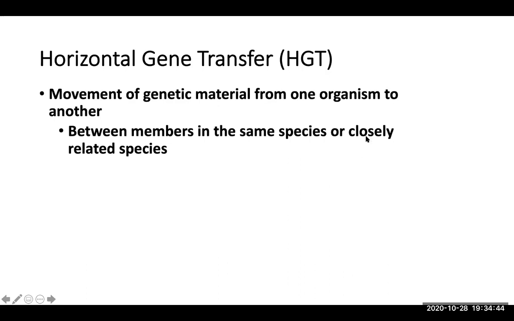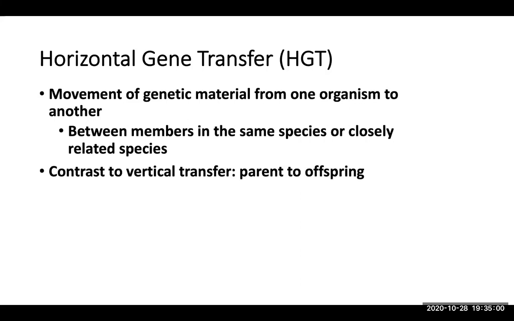We say closely related species, but where do we draw the line? How closely do they even need to be related? I don't know if we have an answer to that quite yet. In contrast to vertical transfer, as I already mentioned, which would be from parent to offspring, so down, horizontal gene transfer, on the other hand, is side to side, horizontal peers.